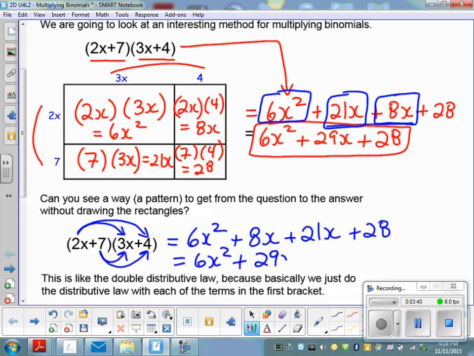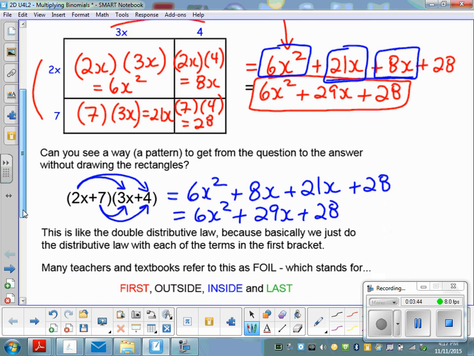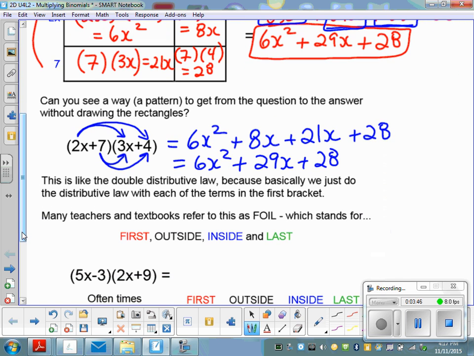So it's not really necessary to draw the rectangle, but it's neat to see how the rectangle connects to what we're doing here. But when you look at what I've just drawn here with the arrows, it's like double distributive law. Because basically, I have to do distributive law with the 2x. So the 2x has to multiply by each term in the other bracket. And then the 7 has to do the same thing.